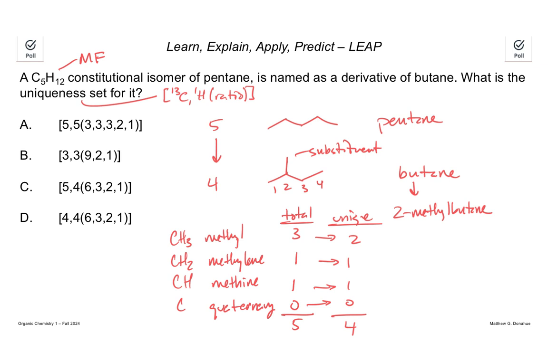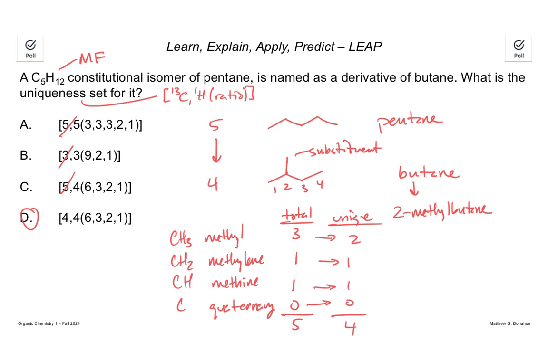And so the answer is sort of canned for you. So A, B, and C are all out. So D is correct. But now let's look at the hydrogen sets. Let me first just say that these numbers here, they're not always going to be the same. It may seem that way, but they won't be.